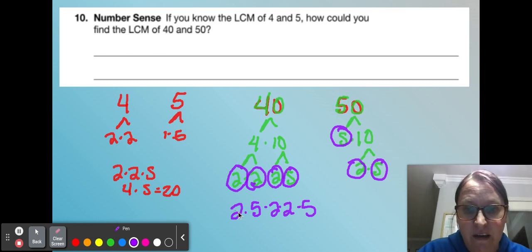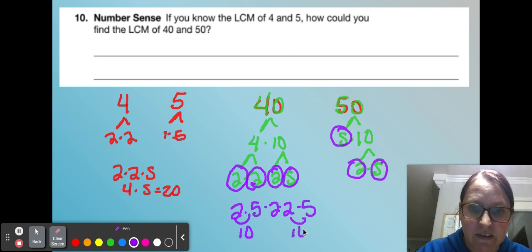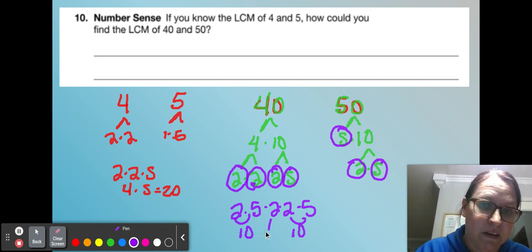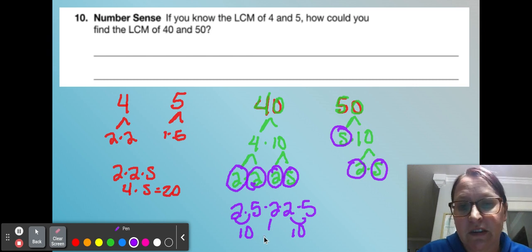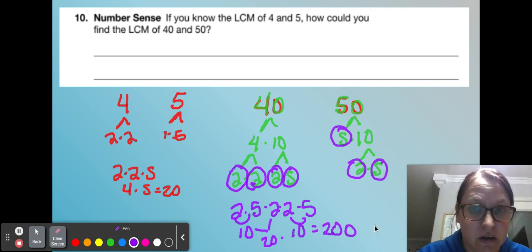So now I have 2 times 5 is 10. 2 times 5 is 10. I'll just do 10 times 2 is 20. 20 times 10 equals 200.